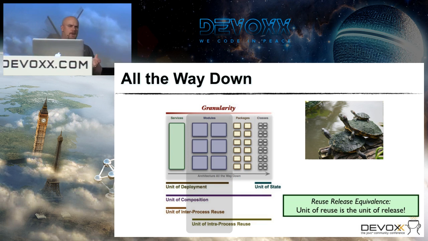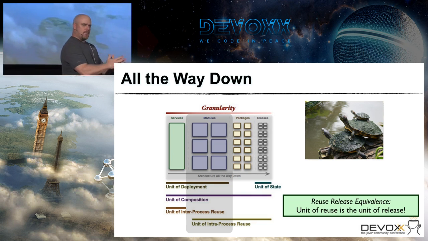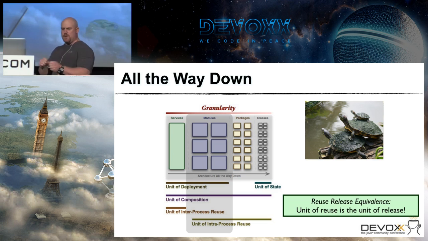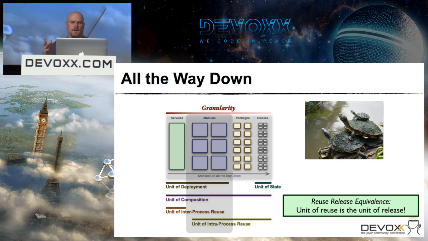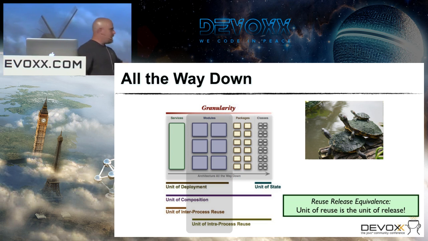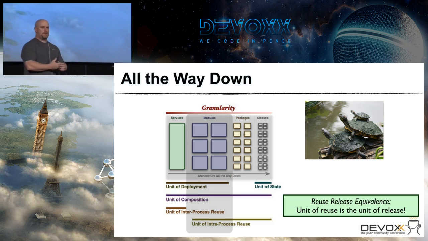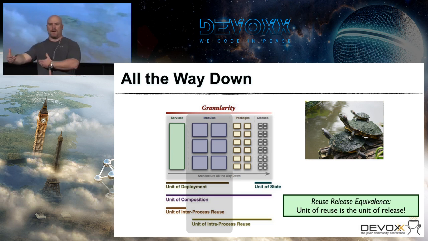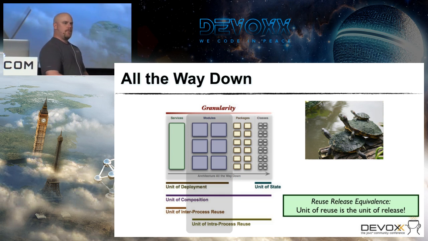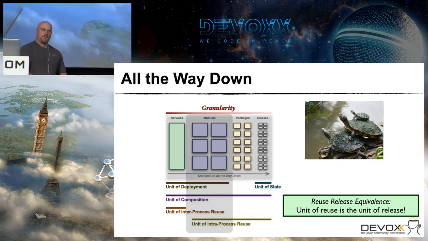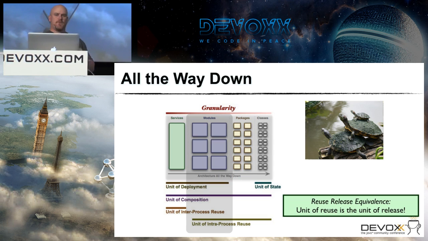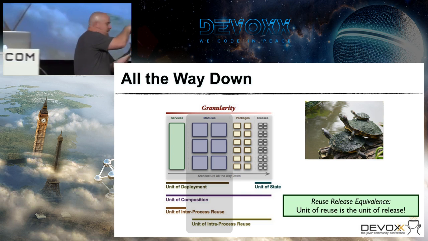Look at a module. In fact, the only thing on the Java platform that is a unit of intra-process reuse is a module, a package, or a class. And we combine that with the unit of deployment, and that leads us directly to the reuse release equivalence principle. We certainly don't deploy classes, we don't deploy packages, we deploy modules. Unit of deployment, unit of intra-process reuse. It's really the only thing on the Java platform that intersects those two things.